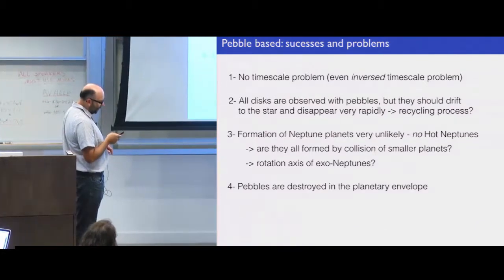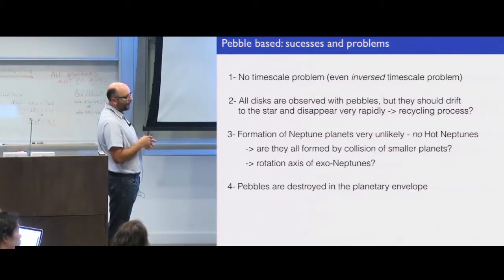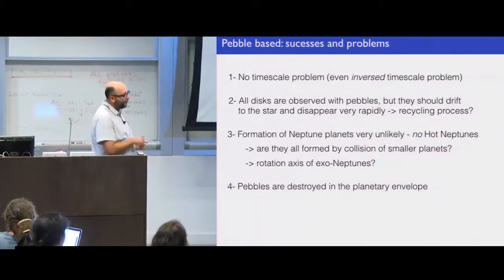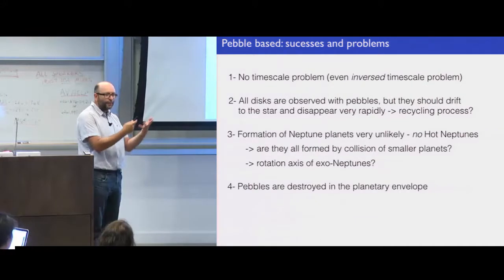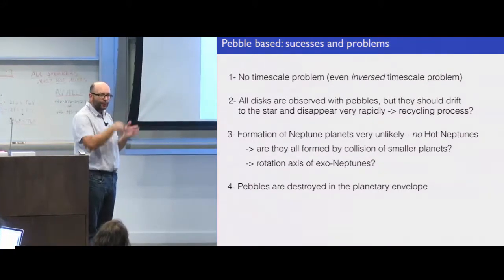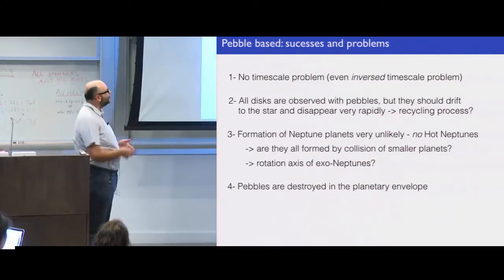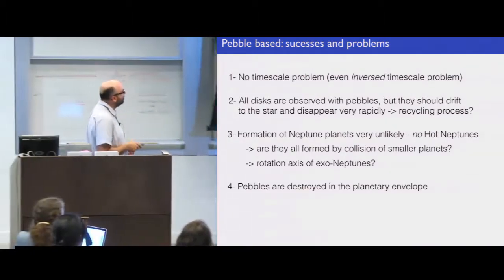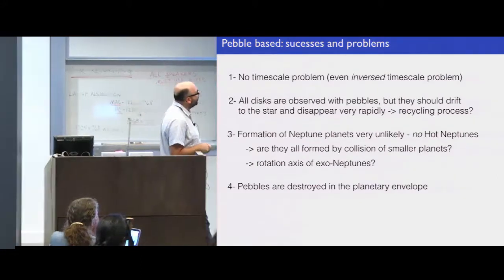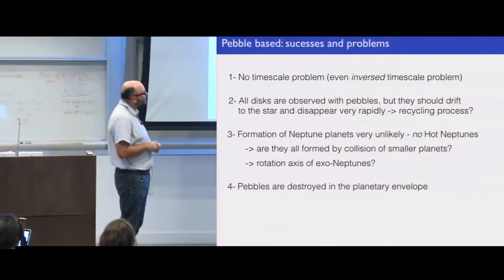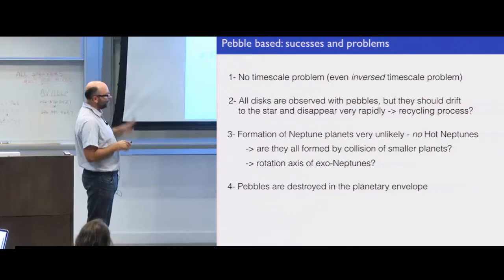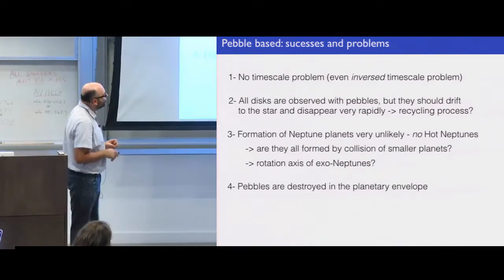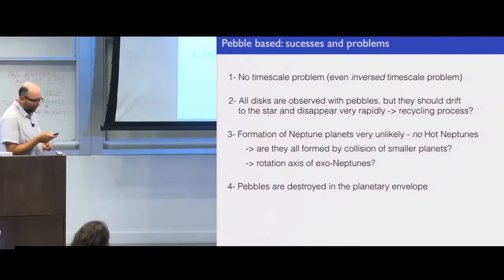Something that is a little bit disturbing is that you need to have a very big disk in radius, just because pebbles drift so fast that if you want to sustain the flux of pebbles for a couple of million years, you have to produce them very far in the disk. You need to have disks that are very big, hundreds of AU, which is maybe a little bit of a problem. And the formation of Neptune mass planets is very unlikely, at least in the models I've shown. It doesn't mean that it is not possible in the case of pebble accretion, but from the models you have now on the market, it's a little bit of a problem.